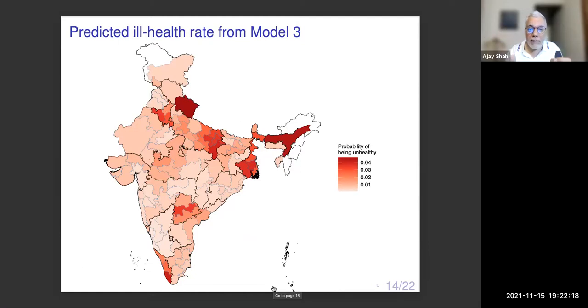And in fact, in many ways, you find this pattern is actually similar to the previous pattern. We think this takes us to epidemiology. There is something going on in Uttaranchal, which is generating ill health, and it is not explained by mere income and mere demographic structure. There's something more going on.